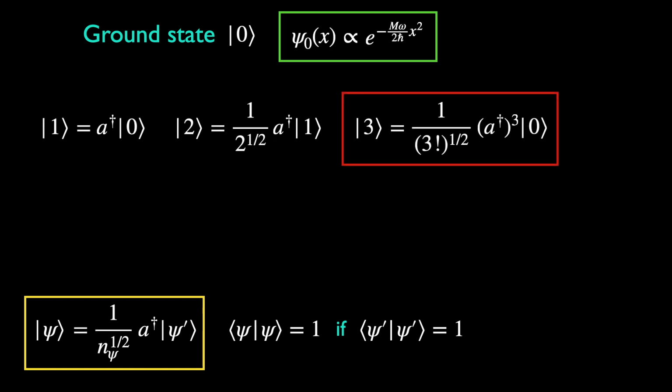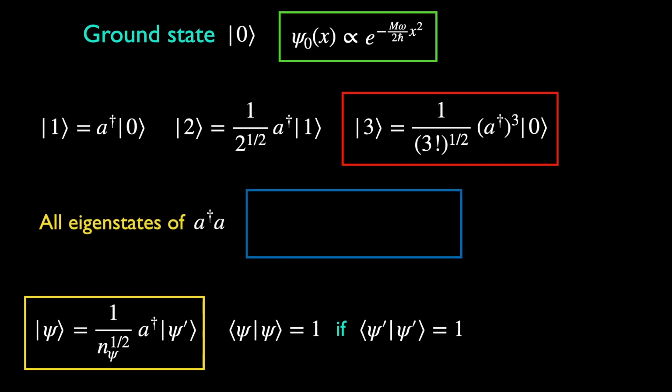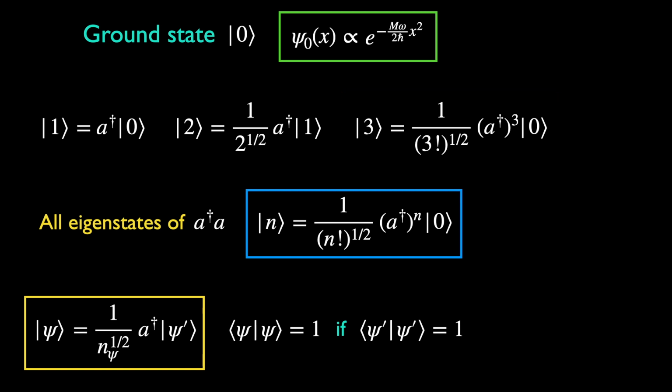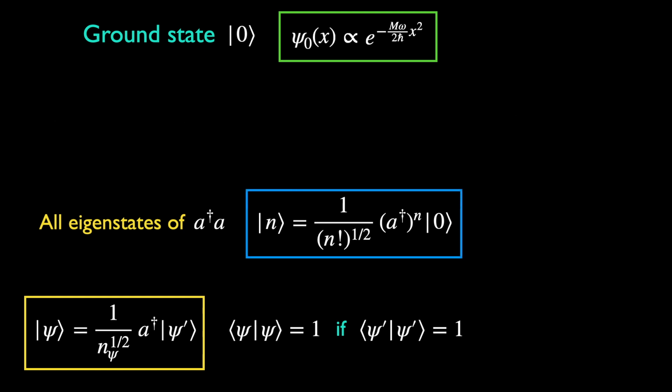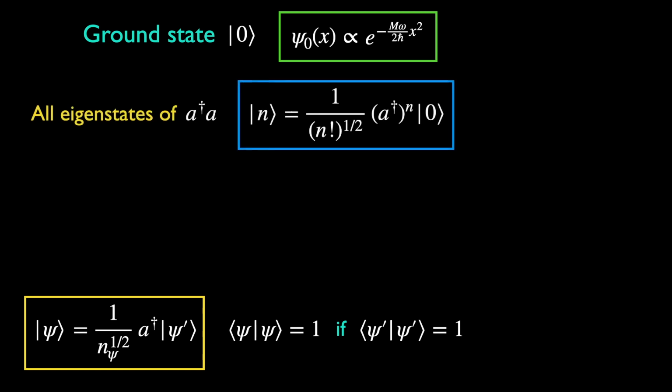The pattern seen in the red box is obviously quite general, and is the result of applying the relation in the yellow box 3 times. The arbitrary state is given in the blue box, which is the generic form of all the eigenstates of the number operator. The yellow box ensures that these states are all normalized, as long as the ground state is normalized.